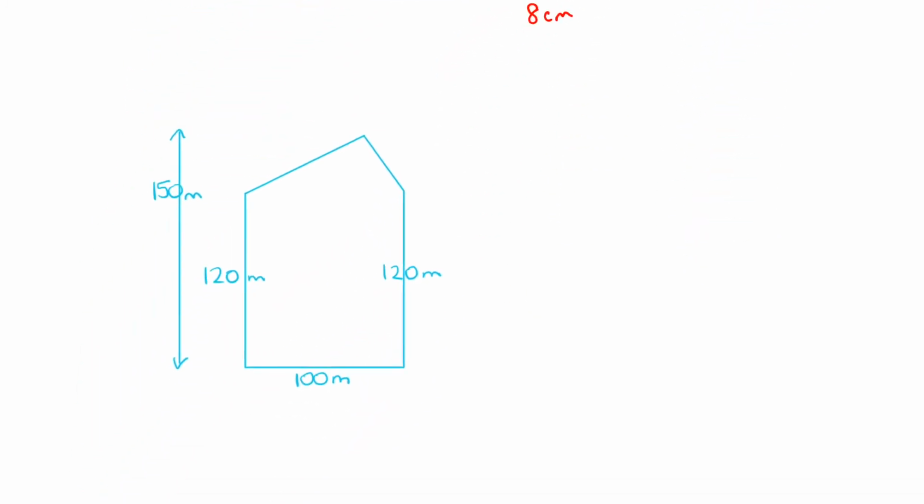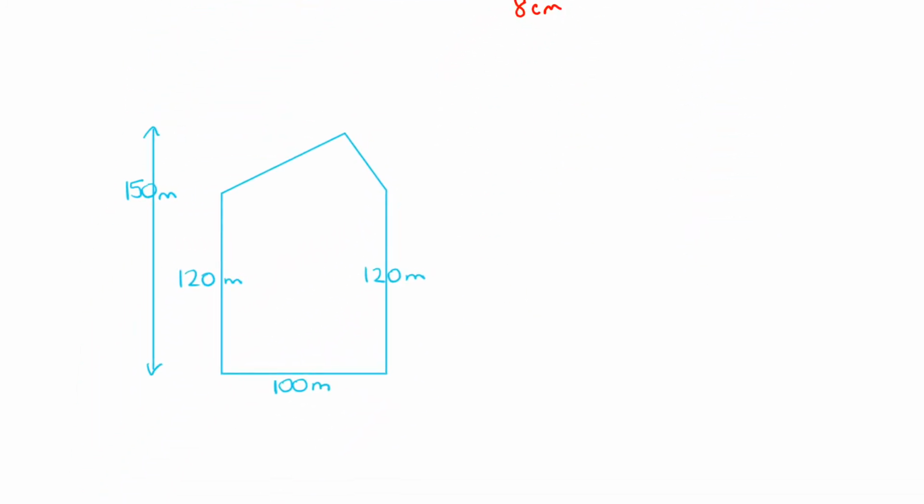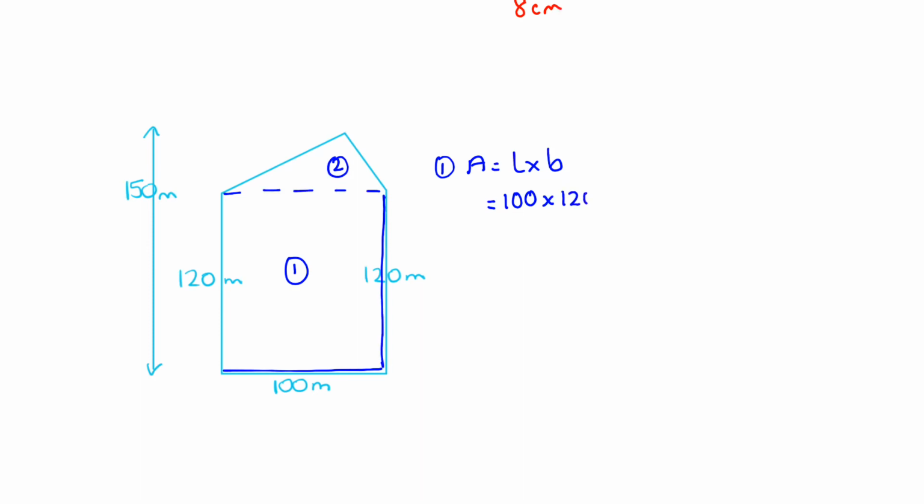Okay, so last question for today. I'm going to do the same as we've been doing. Have a look at our shape, drop it into some shapes that make sense. So first shape is a rectangle, so we can say A is L times B. So the length of our rectangle is 100 and the breadth is 120. So 100 times 120 or 120 times 100, we're moving 2 digits to the left, which means we need an extra 2 zeros.